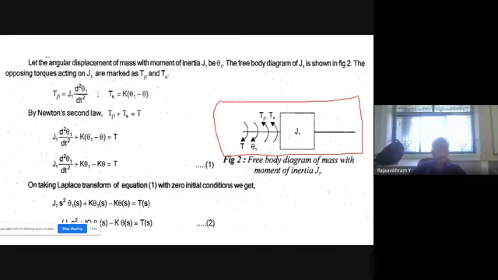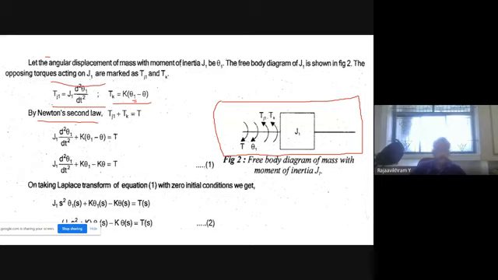So the Tj1 is J1 into d square theta 1 by dt square, and Tk is k into theta 1 minus theta. You have to start from the left-hand side, theta 1 minus theta, not theta minus theta 1, because you are considering only the J1. So then, as per Newton's law, applied torque equals opposing torque. Therefore, T is the applied torque, and the opposing torque is Tj1 plus Tk.